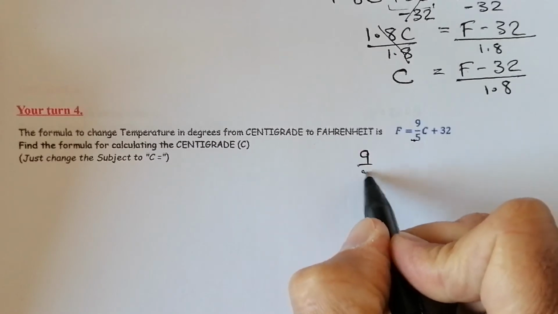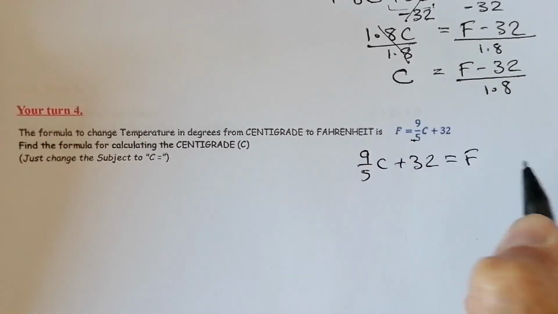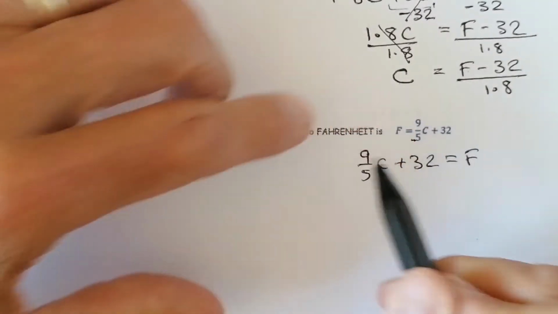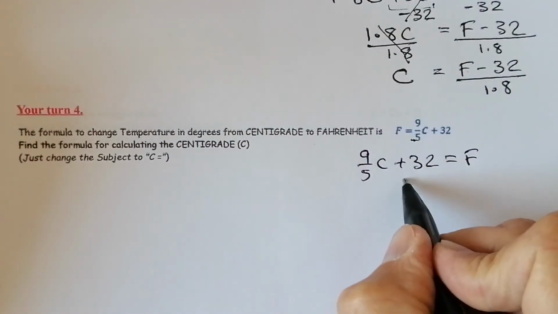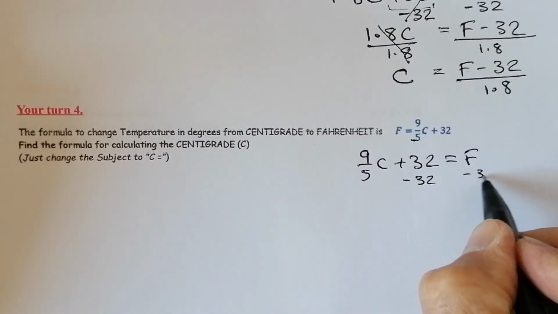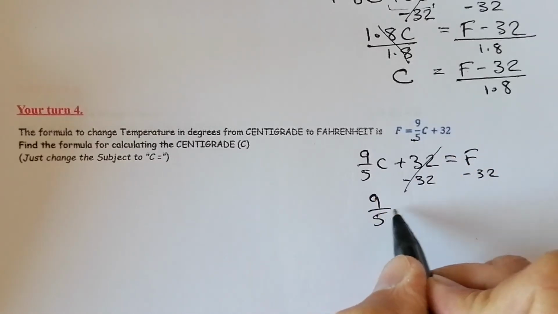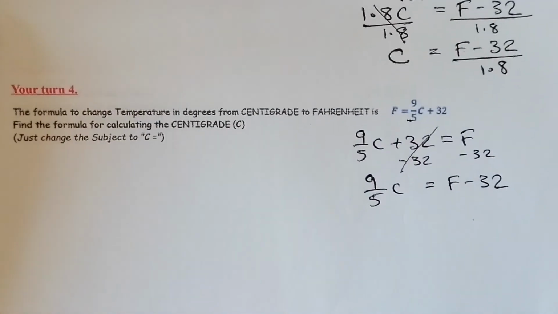So 9/5 C plus 32 equals F. All I've done is change that round and say it equals F rather than writing it this way here. I'm going to get rid of the 32, so minus 32 from both sides, subtract that. That gets eliminated, leaving 9/5 C is equal to F minus 32.